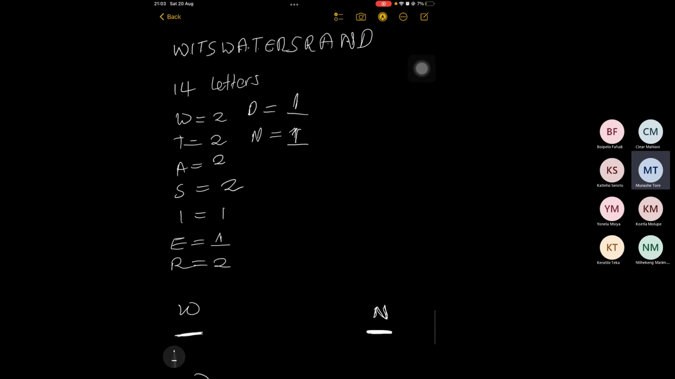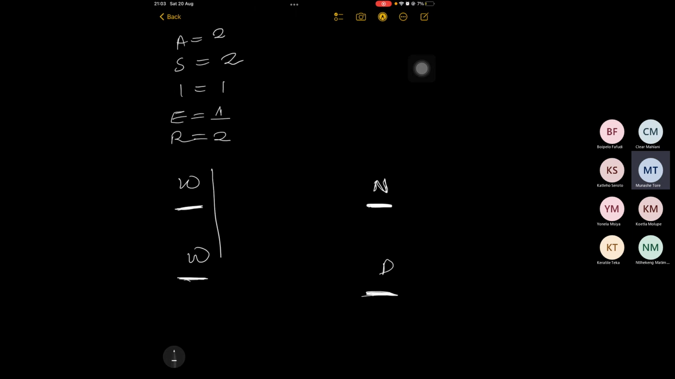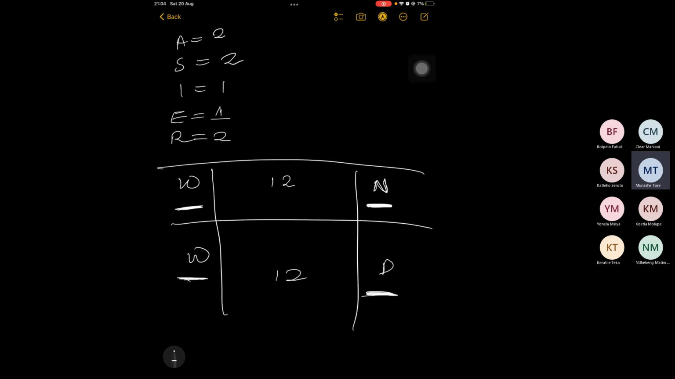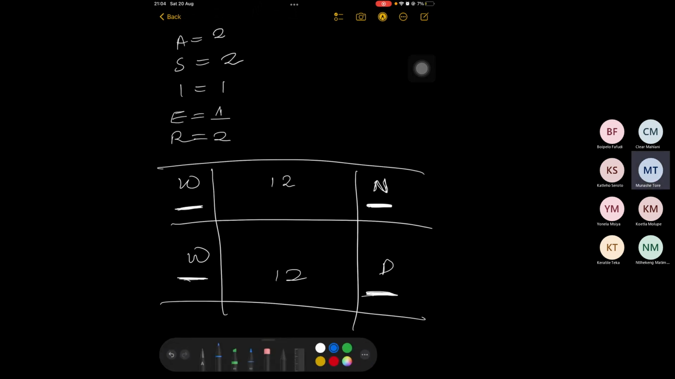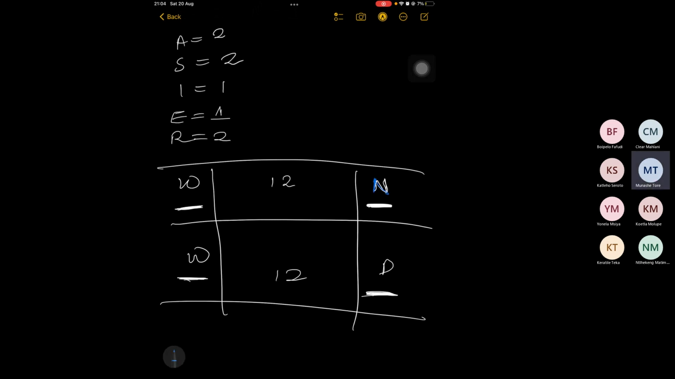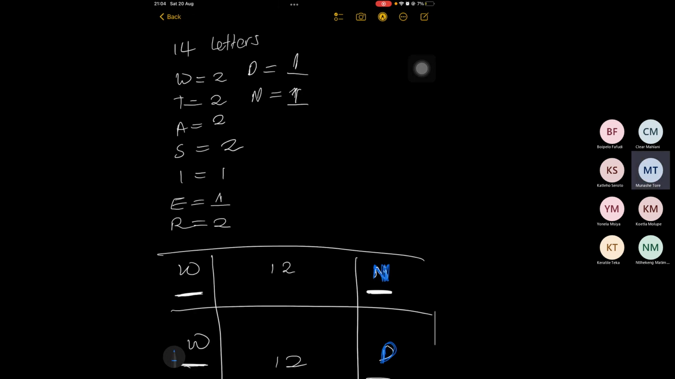So now we have 14 letters, isn't it? So how many positions do we have here? We have 12 positions in the middle. These are the two cases that we have. So our end conditions, we have an N, then also a D. So let's start with this one.